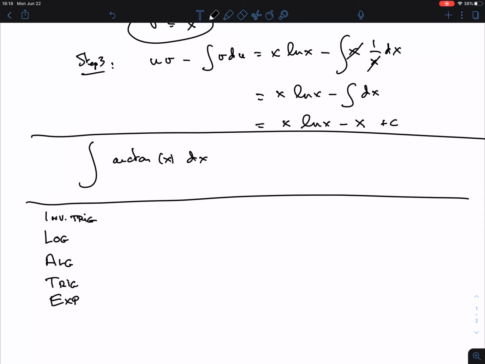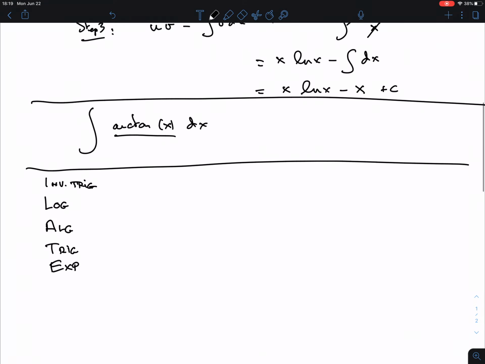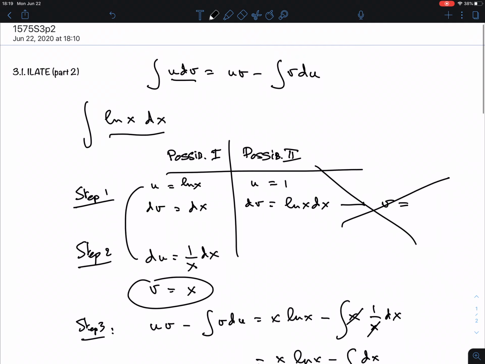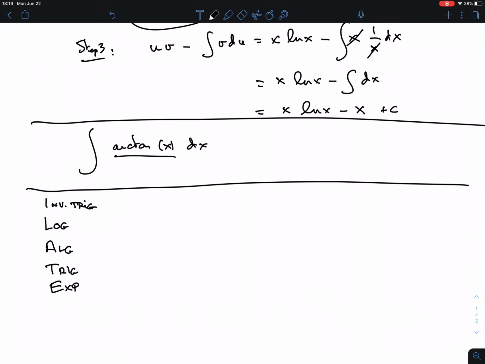Okay, so for instance, this is an inverse trig function. Log function, that is an ln. So this is an example of that. Algebraic functions, what do we mean by that? Well, that's powers of x, perhaps in the denominator, something like that. That's algebraic, right? Polynomials, basically. Trig functions, that was the previous examples, sine x. And exponential functions, we also saw those.